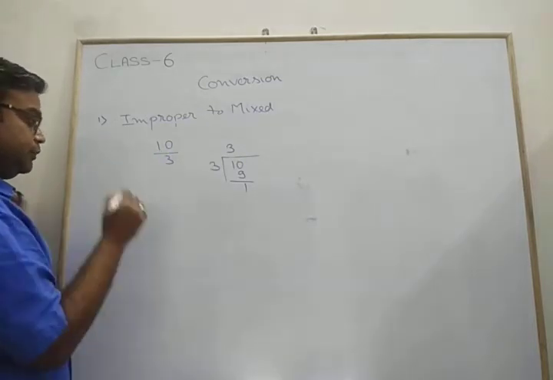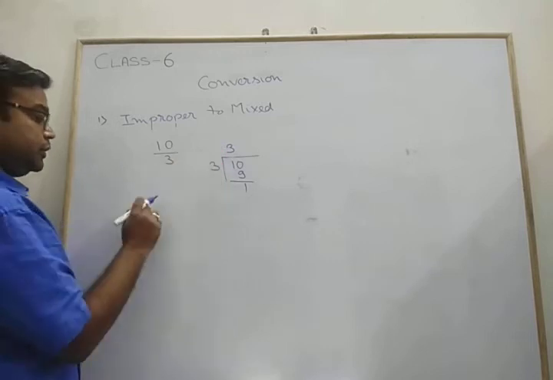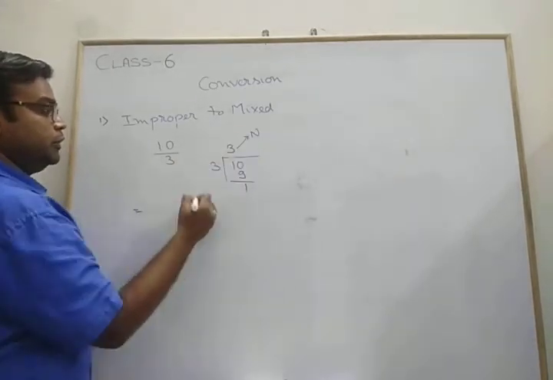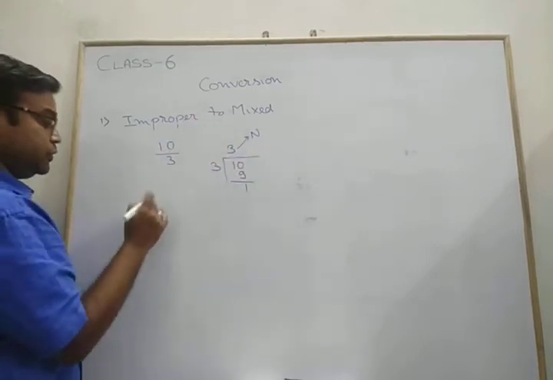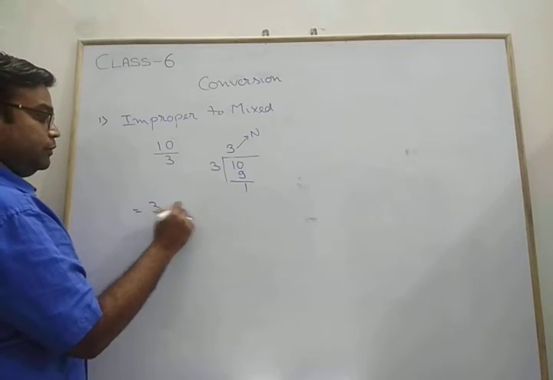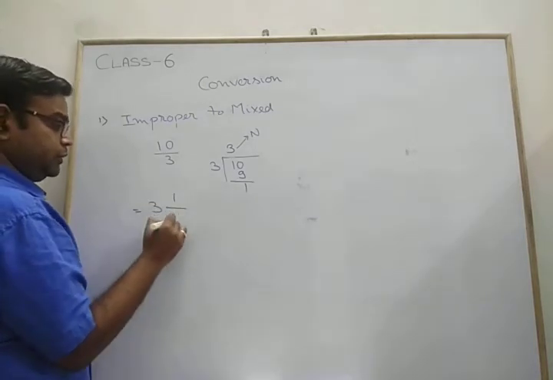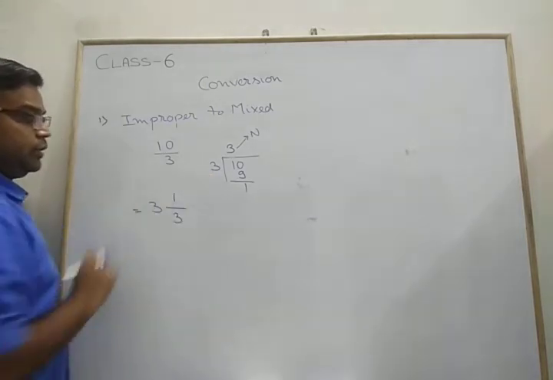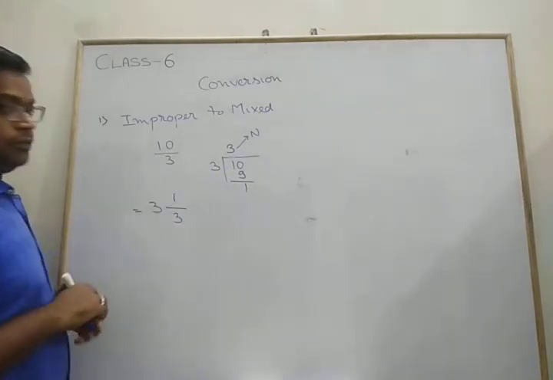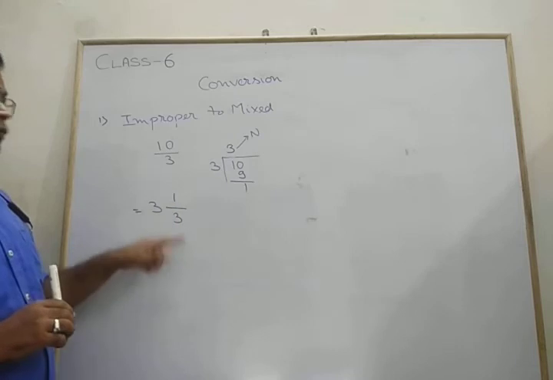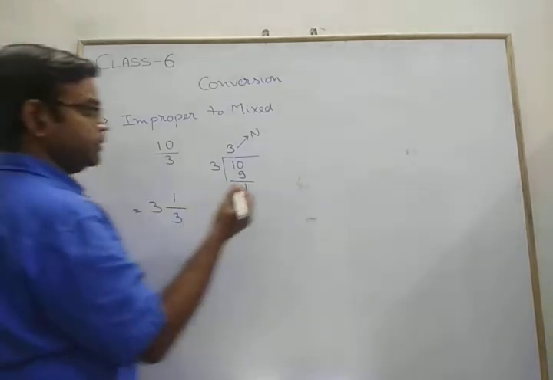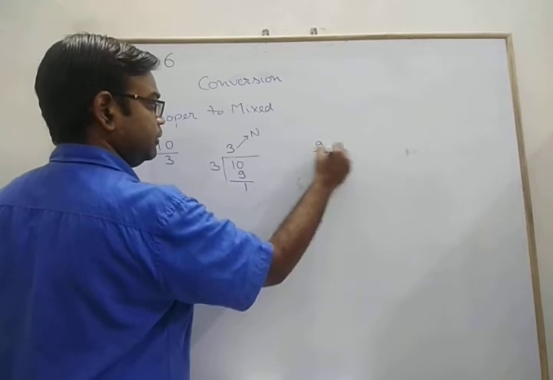The quotient part always goes to the natural number part, 3, and then we have the remainder part 1, and then we have the divisor part. This is the dividend, this is the divisor. So 3 whole 1 upon 3.